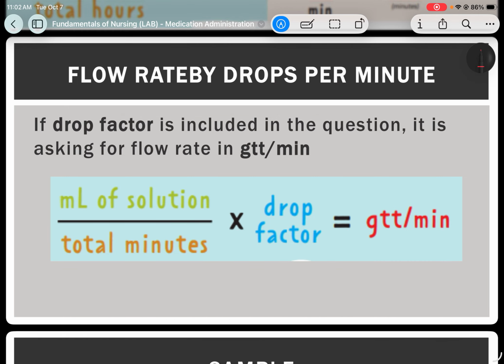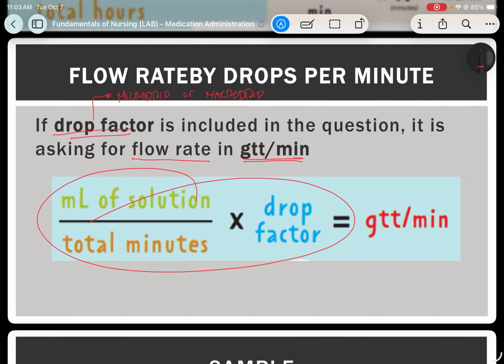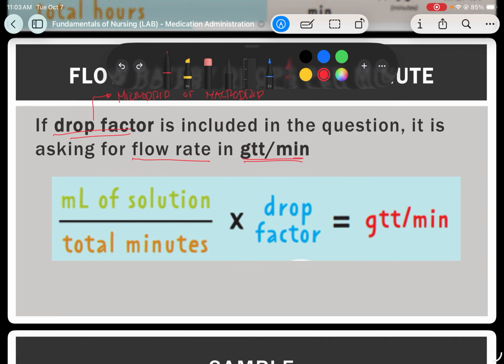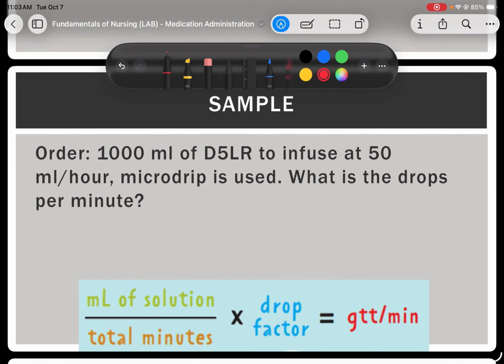theoretical formulation. Now, here's the question. If drop factor is included, they might say something like micro drip or macro drip. Then it is asking for flow rate in GTTS per minute. And therefore, we will use this solution: ml of the solution divided by the total number of minutes times the drop factor. Okay? So let's try to answer it.